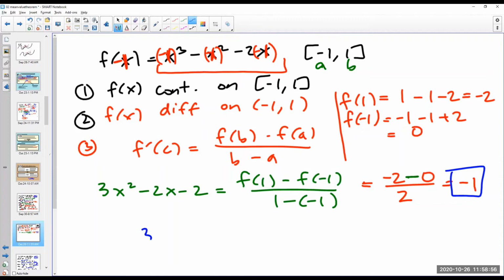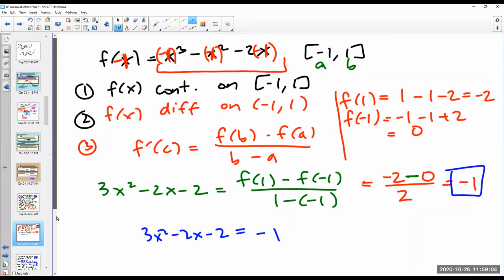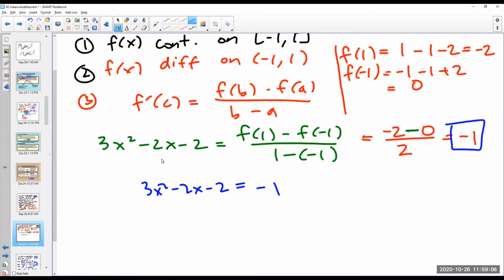What you need to do is set the left side equal to the right side, okay? Then solve for x, because I want to know the c value. Of course, mine turned to an x, but the c value where the slope of the tangent line is equal to the slope of the secant line. This does tell me something. It tells me what the slope of the tangent line is, or what the slope of the secant line is, because remember, they're the same, okay? But it doesn't tell me what x is.